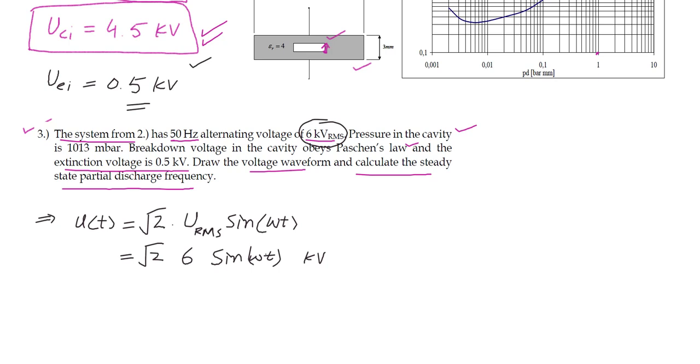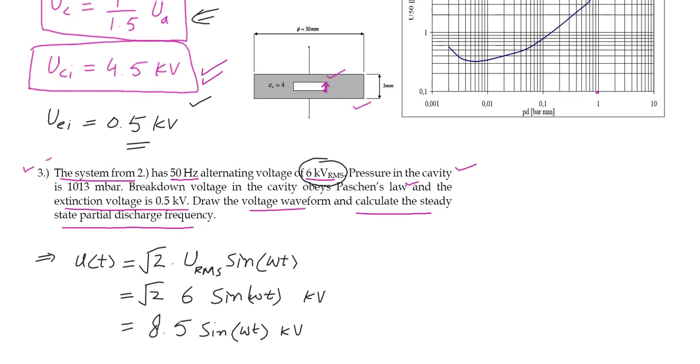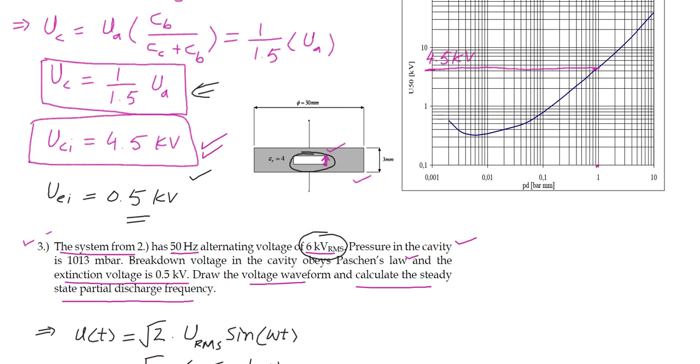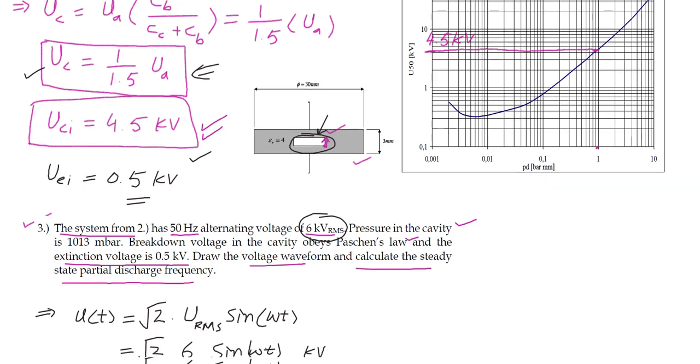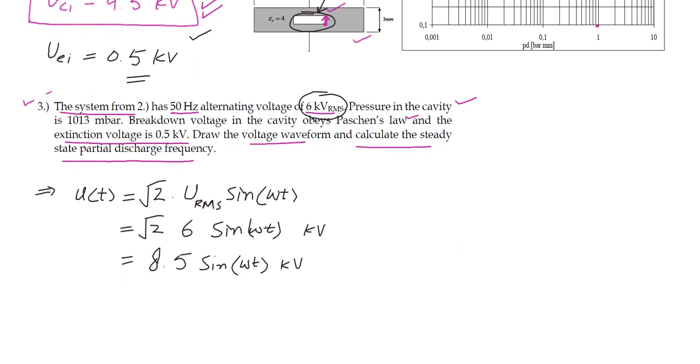Now this will give us approximately 8.5 sine omega t kilovolt. Now what will be the voltage across the cavity? From this relationship, the voltage across the cavity is UA divided by 1.5. What is UA? UA is the applied voltage. So whatever voltage we are talking about, this is UA.